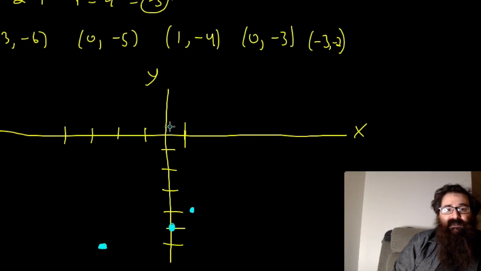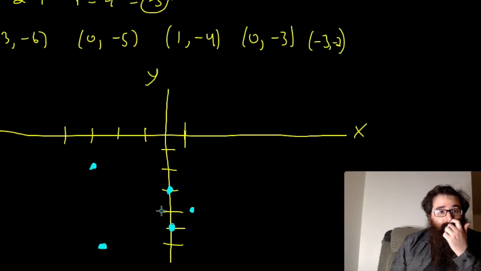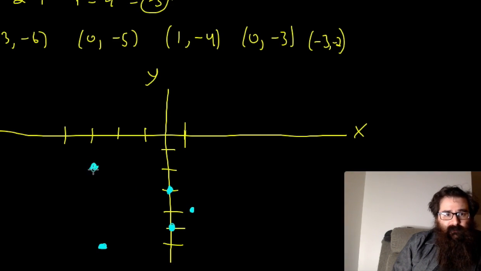Then back to x is 0, but now y is negative 3. I can plot that point. And then x is negative 3 again, but y is negative 2. So I can do my best plotting that. Now when I go to graph this, and this one should actually be centered a bit better over this one, but it's just a rough sketch.